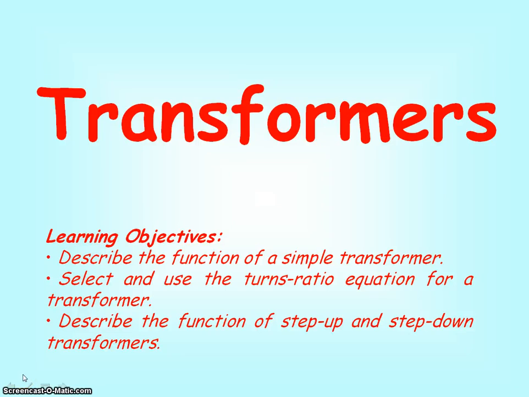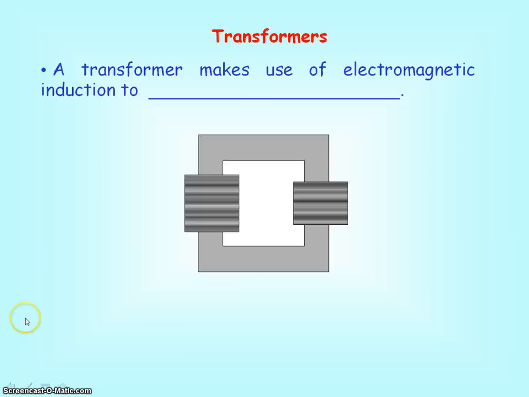We're going to be looking at transformers. A transformer makes use of electromagnetic induction to increase or decrease alternating voltage. And it has three main components.